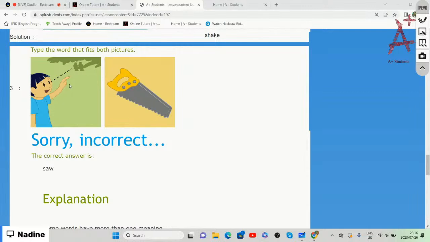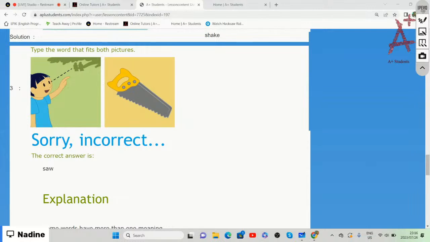So if we need to fit one specific word to both pictures and the second picture is a saw, then it means that for the first picture, the fact that the boy is looking at the birds, we can say he saw the birds sitting in the tree, right? So saw, it's like he's looking towards it or he sees it. So saw is a word that fits both pictures.